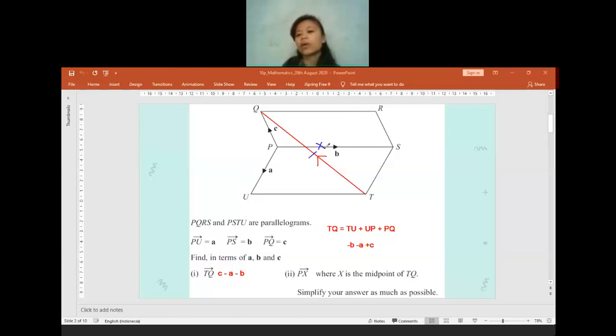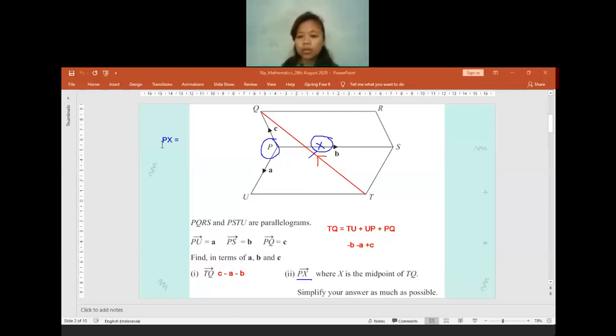Is there anyone who is confused or my explanation is confusing? No? Okay, if no one asks me anything in the chat box also, let us find the vector PX. PX means we start from P, finish at X. The P is here, the X is there. So anyone can help me? Which way do I have to choose to find the vector PX? Anyone want to suggest?